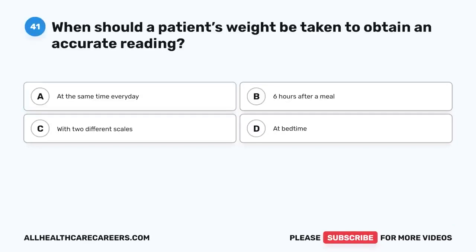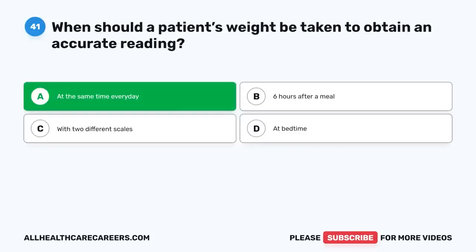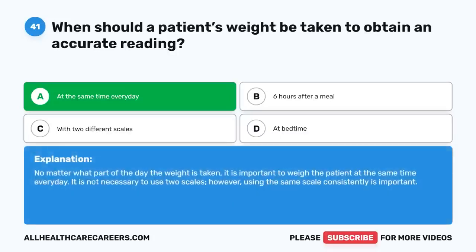Question 41. When should a patient's weight be taken to obtain an accurate reading? A. At the same time every day. B. 6 hours after a meal. C. With 2 different scales. D. At bedtime. The correct answer is A. At the same time every day. No matter what part of the day the weight is taken, it is important to weigh the patient at the same time every day. It is not necessary to use 2 scales. However, using the same scale consistently is important.